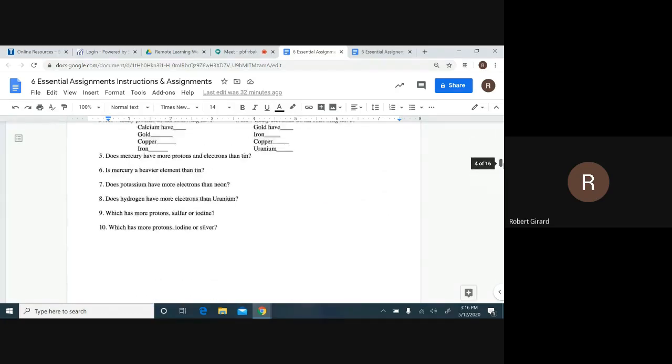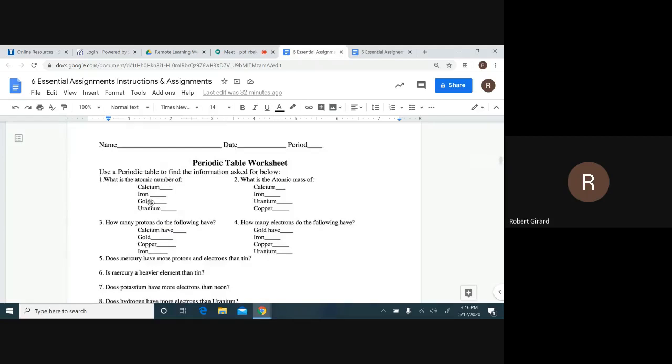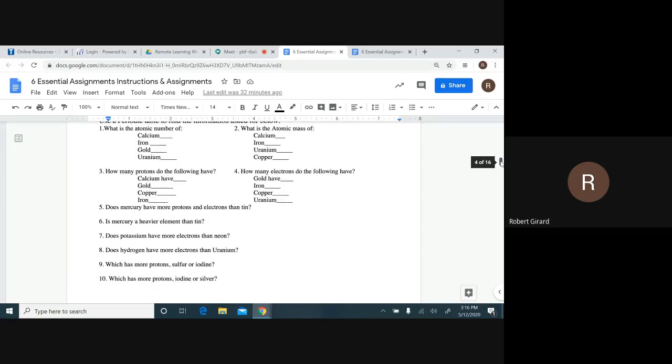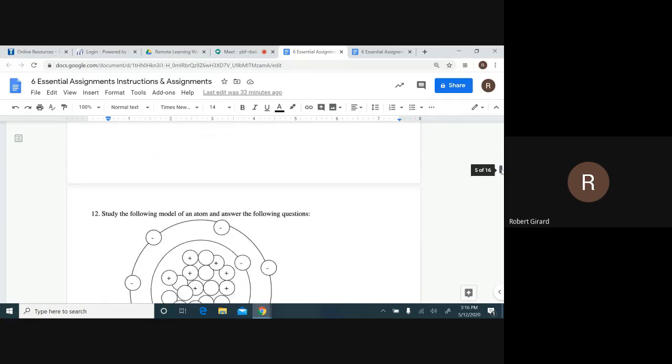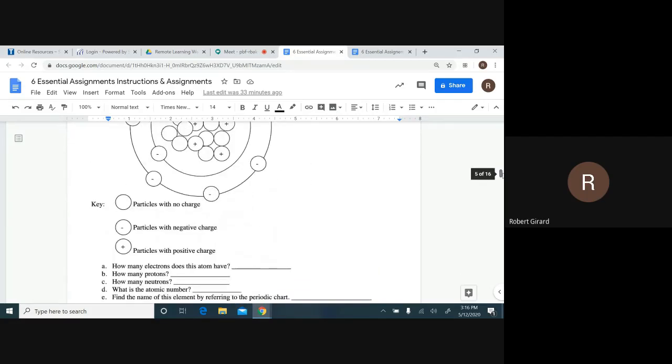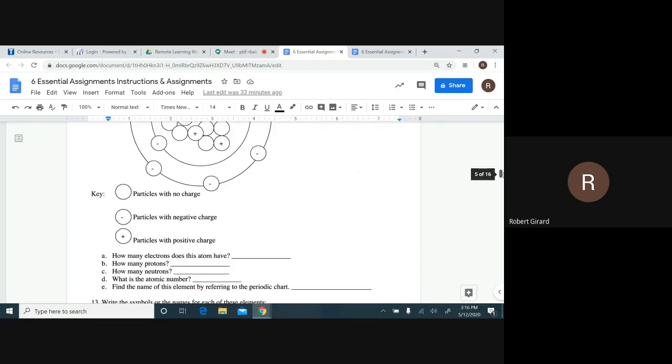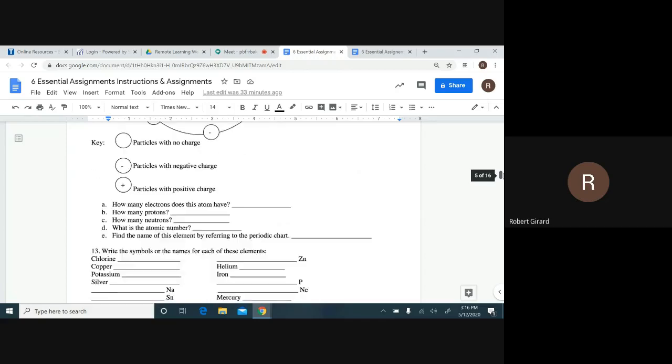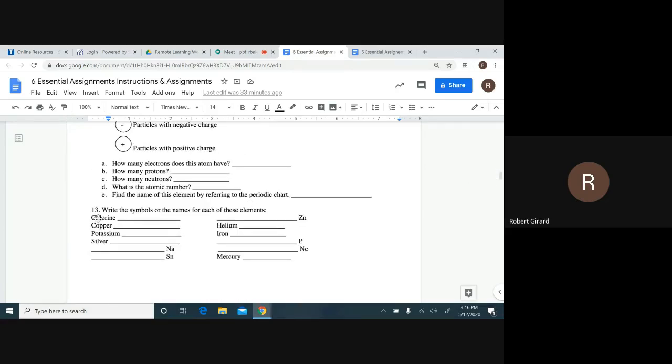For this first assignment, you're just finding these elements on the periodic table, finding the atomic number, the atomic mass, protons, electrons. Then it's asking you to find and compare different traits of different atoms. Now you're looking at a Bohr diagram here that's labeled particles with no charge, neutrons, negative charge, electrons, and positive charge, and it's asking you to list out what they are and then figure out which element it is based off the protons. In the last section, you're given either the element name or the symbol. If you're given the name, you're asked for the symbol. If you're given the symbol, you're asked for the name.